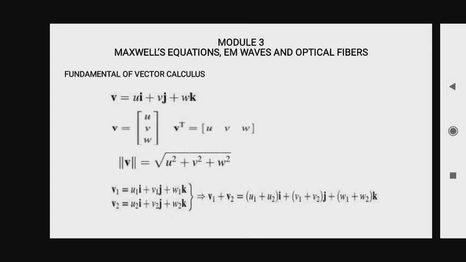The sum of the two vectors v1 and v2 is the sum of their components. So v1 is u1i plus v1j plus w1k, v2 is equal to u2i plus v2j plus w2k. That is, v1 plus v2 is equal to (u1 plus u2) into i plus (v1 plus v2) into j plus (w1 plus w2) into k.